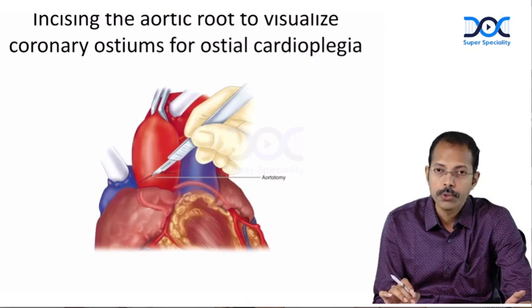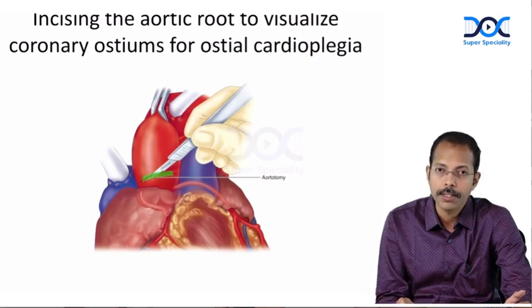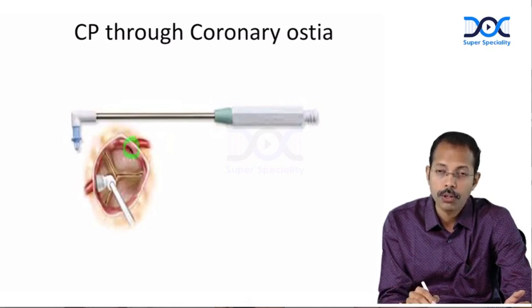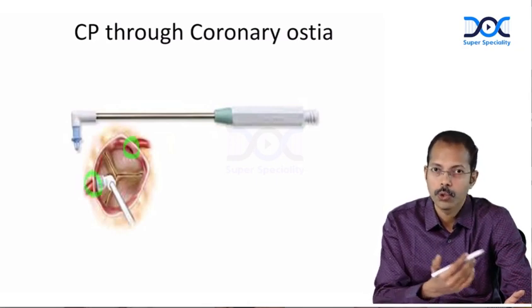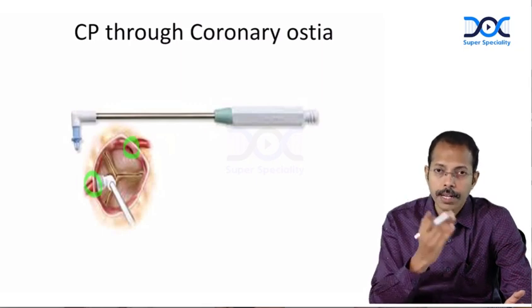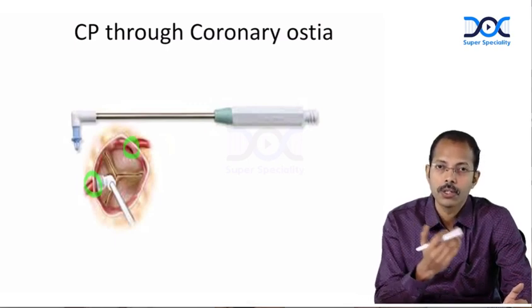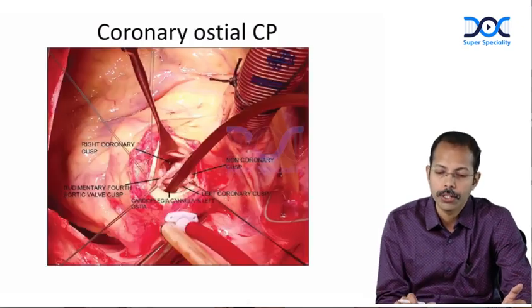Can you see this? We are incising the aortic root to visualize the coronary ostium, right? Through the incision, we are opening the aortic root, and after opening, we can identify both the coronary ostia. This is the right coronary ostium, which will be in the anterior aspect. This is the left coronary ostium, which will be in the posterior aspect. So by directly opening the aortic root, we can visualize the ostium. We are giving cardioplegia through the ostium. So these two methods, that is aortic root and coronary ostial cardioplegia, are the antegrade methods of cardioplegia.